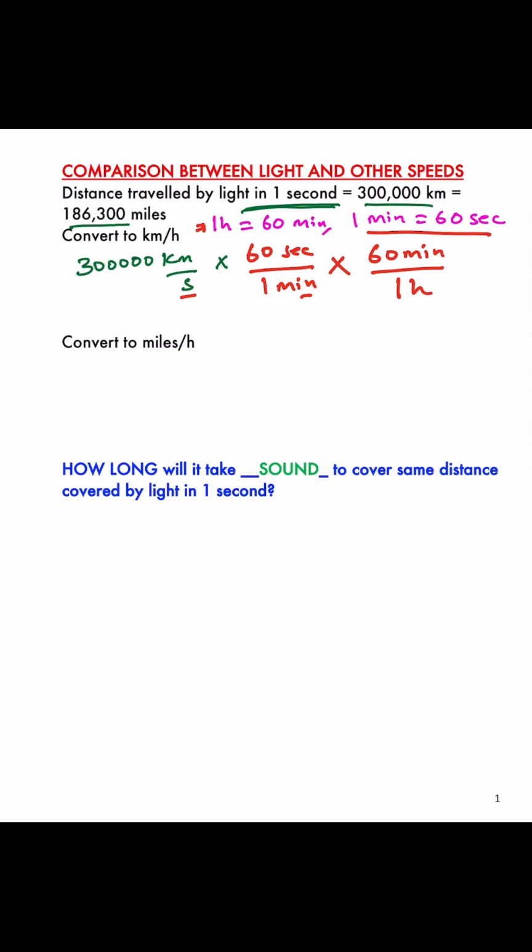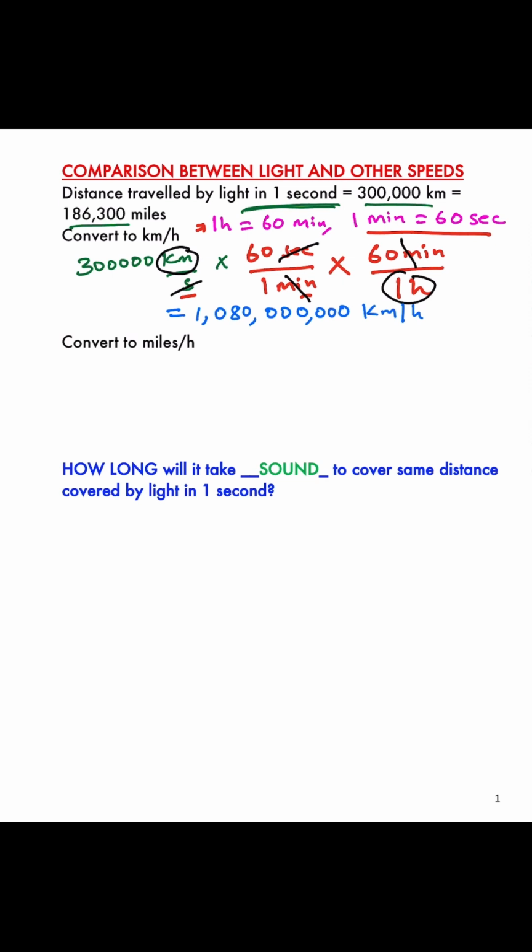And as you can see, the second and second will cancel, and then minute and minute will cancel, and that will leave you with these units, kilometers per hour. And the answer of that equals 1,080,000,000 kilometers per hour. That's how fast light travels.